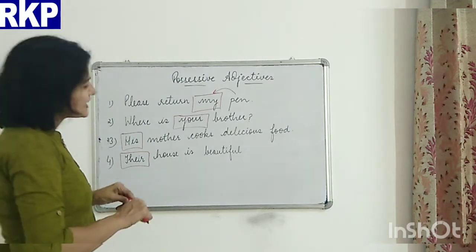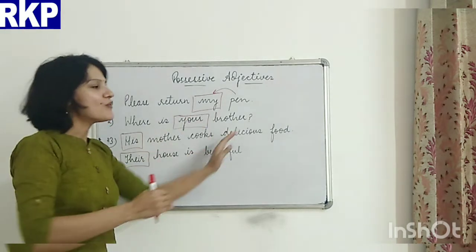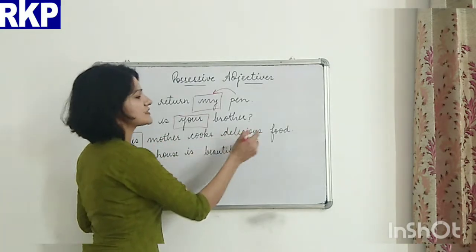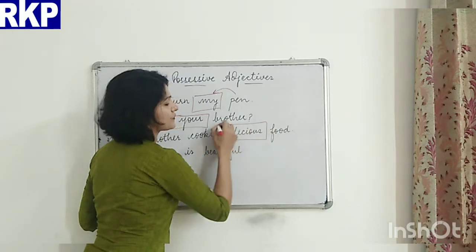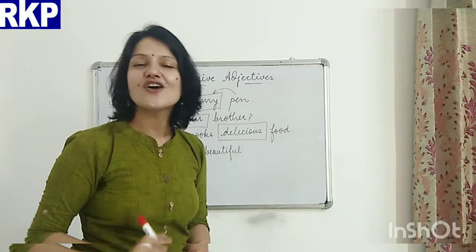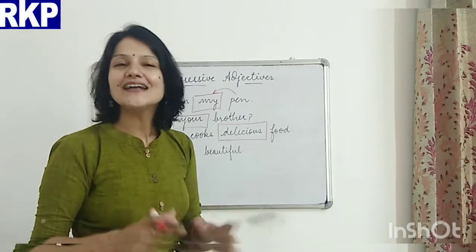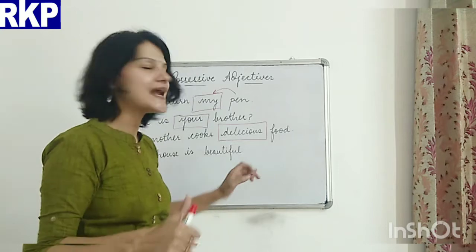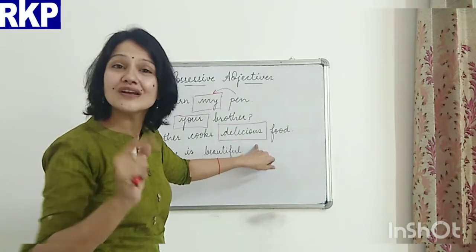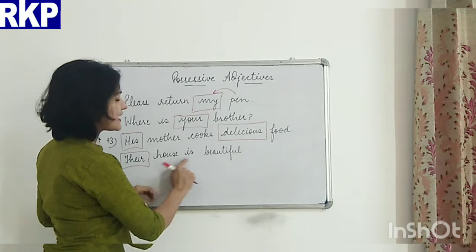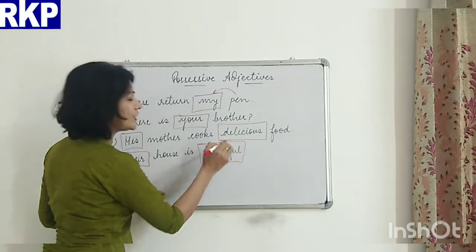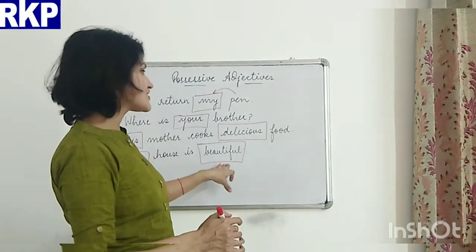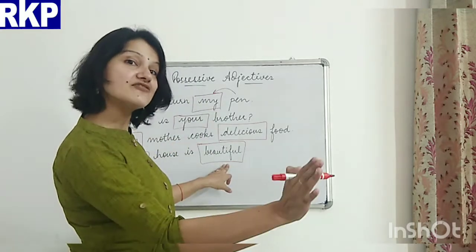By the way, let me tell you that we have some more adjectives here, right? If you see, my mother cooks delicious food. What is the quality of the food? What kind of food is this? Delicious, yummy, right? So this is adjective of quality. Now next is, their house is beautiful. Beautiful. What kind of house is this? Beautiful. And this is also in predicative case.